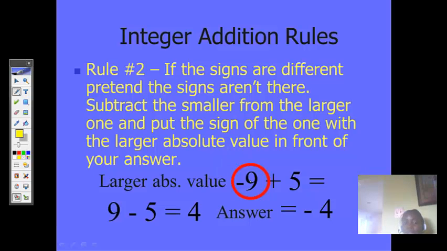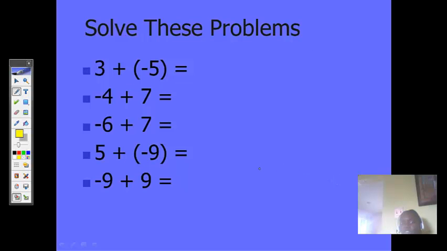Another way you can think of these is money. Negative 9, oh my God, I do not have any money in my account. I actually owe the bank $9. But when I go in and I deposit the $5, what is the bank going to do? They're going to take those $5, so that means you still owe them $4. Okay, so think of money. That's always easier.